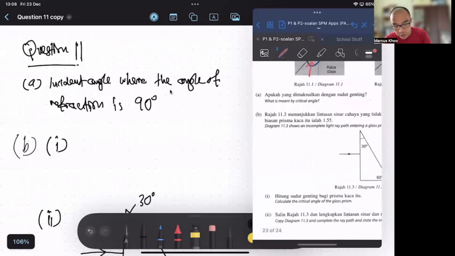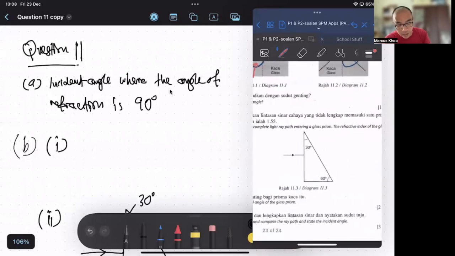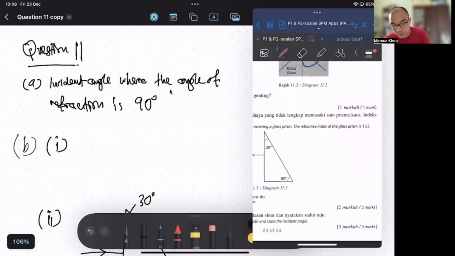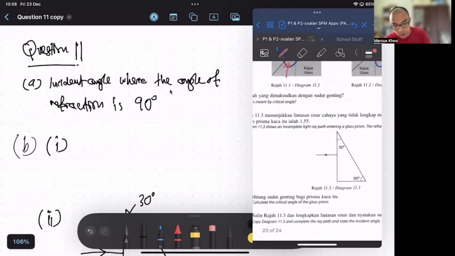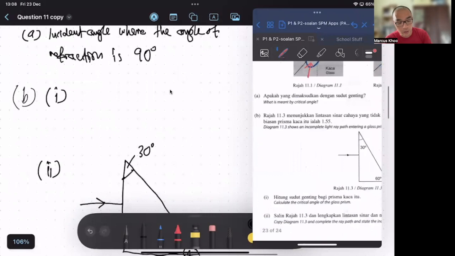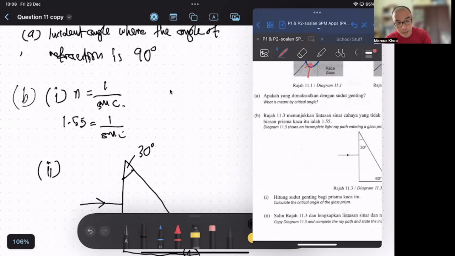Okay, diagram 11.3 shows an incomplete light ray path entering a glass prism. The refractive index of the glass prism is 1.55. So calculate the critical angle. So the formula will be n equals 1 over sine c. And then of course this one is given, 1.55 equals 1 over sine c. So sine c equals 1 over 1.55. You get this, and then you shift sine, you will get the answer c equals 40.17 degrees.